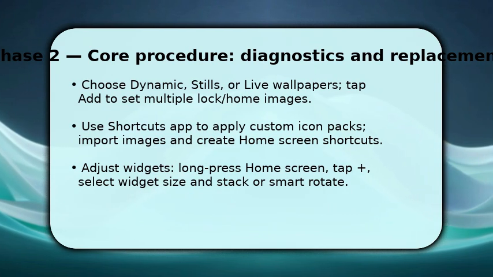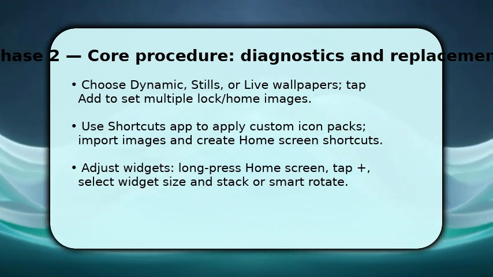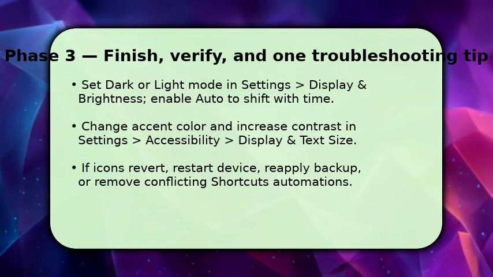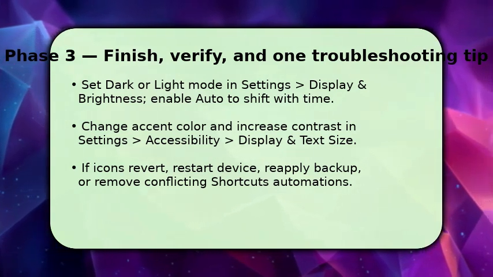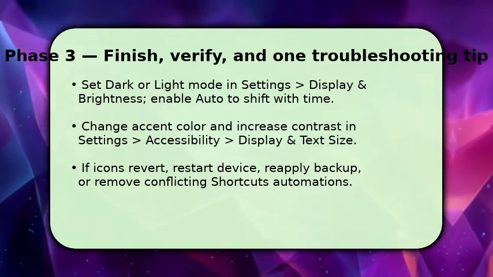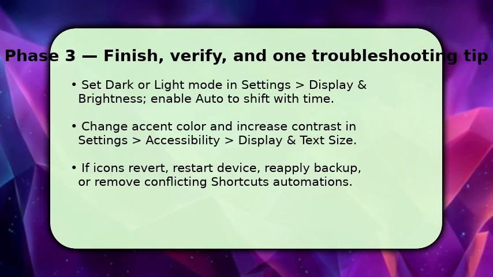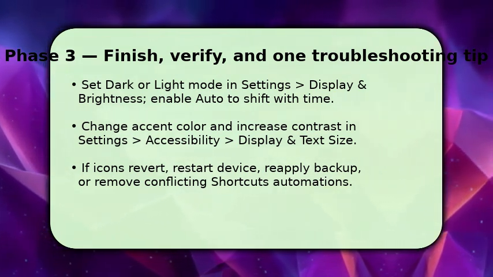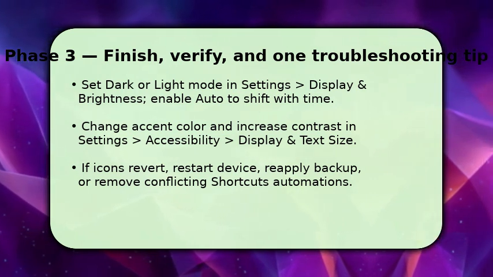Finish by adjusting system-wide accents. Go to Settings Display and Brightness to pick dark or light mode, and enable Auto so appearance shifts with time. This ensures consistency across apps. Then open Accessibility Display and Text Size to tweak accent color, reduce transparency, or increase contrast. These changes alter readable elements and why theme feels cohesive.